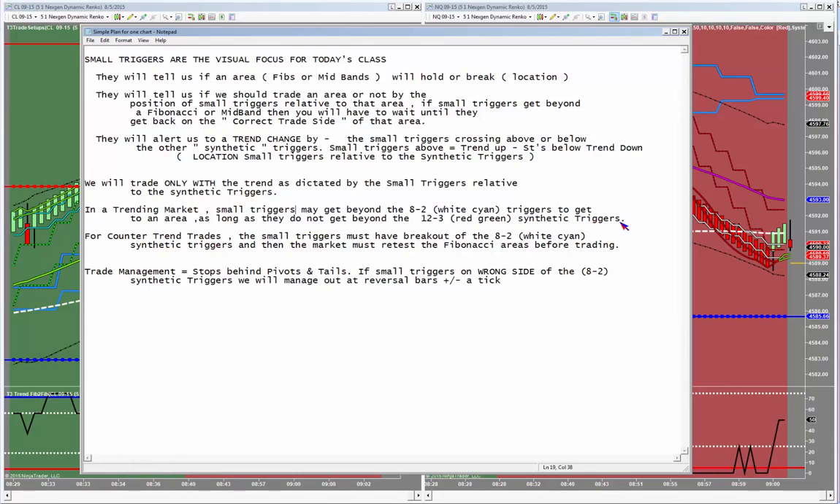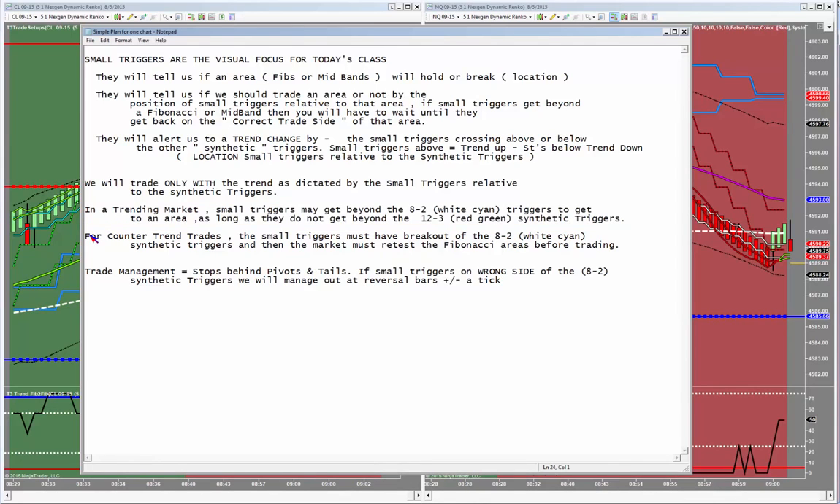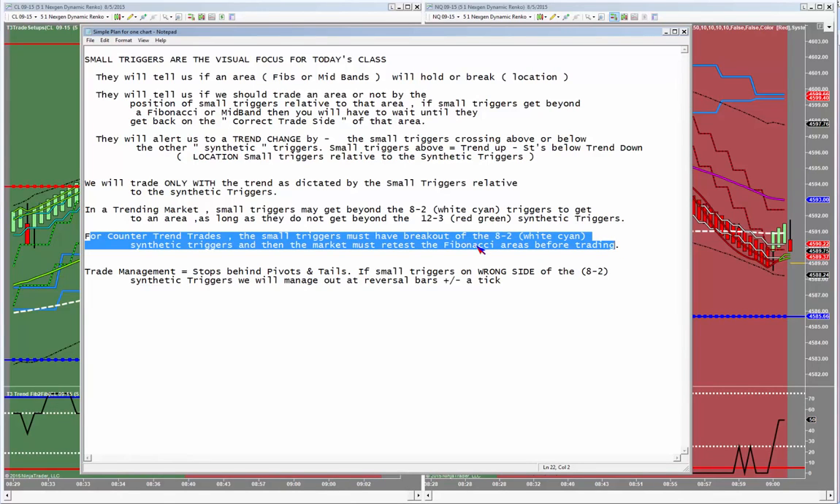And in a trending market, as long as our small triggers don't get beyond the 8.2 or 12.3 synthetic triggers, we'll keep taking trend trades. For our counter trend trades or trading off of Fibonacci support or resistance areas, we have to have the small triggers break out of the area and then retest the fib area. And we're going to go through and look at a lot of examples of this on the chart.